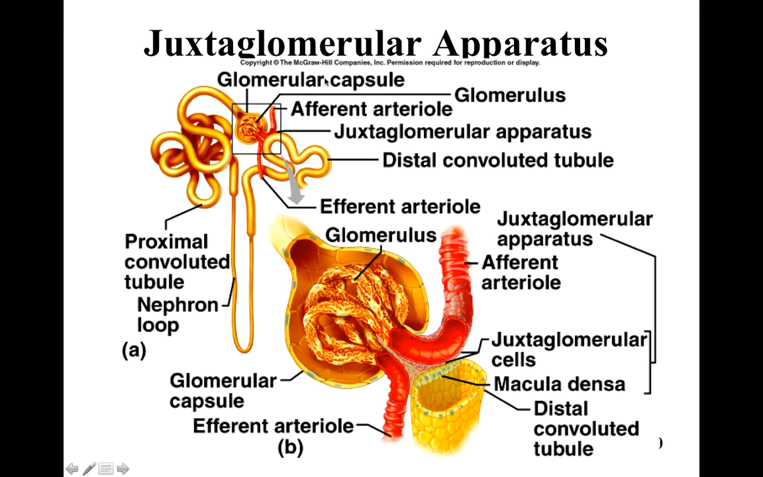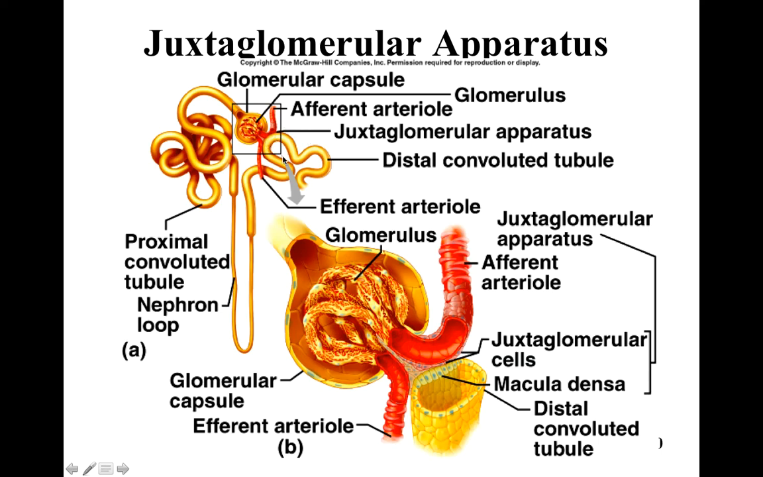All right, juxtaglomerular apparatus. So where the ascending loop of Henle comes up and the afferent and efferent arterioles meet, you get this juxtaglomerular apparatus. And this helps to regulate renin secretion. We talked about renin in the endocrine system, but this is more specific.